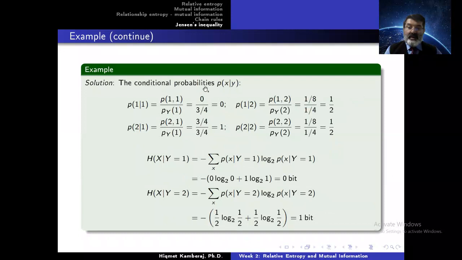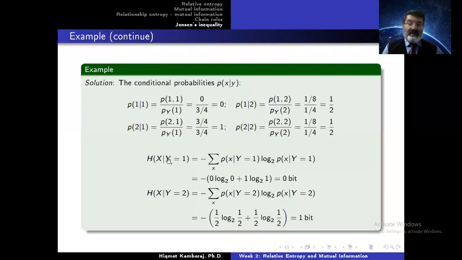Then the conditional probabilities p of x given y. First we get p of 1 given 1, which is p of 1 and 1 over p of y equal to 1, which is 0 over 3 over 4, 0. P of 1 given 2 is p of 1 and 2 over p of y equal to 2, 1 over 8 over 1 over 4, 1 over 2. P of 2 given 1 is p of 2 and 1 over p of y equal to 1, 3 over 4 over 3 over 4, it is 1. P of 2 given 2 is p of 2 and 2 over p of y equal to 2, which is 1 over 8 over 1 over 4, 1 over 2.